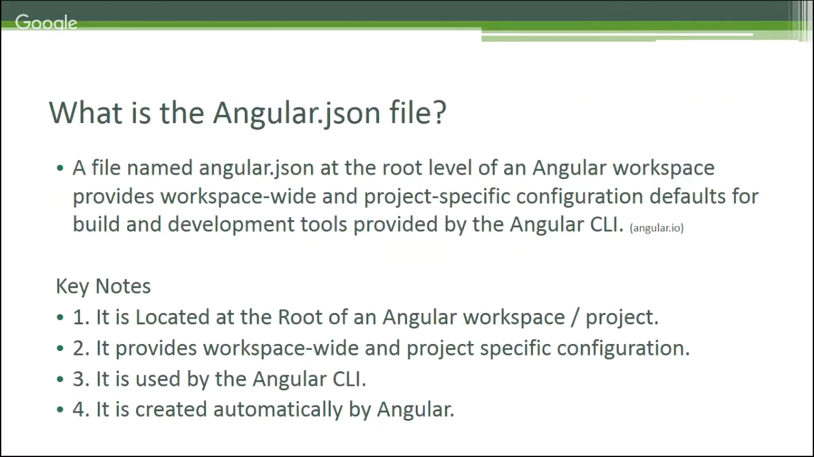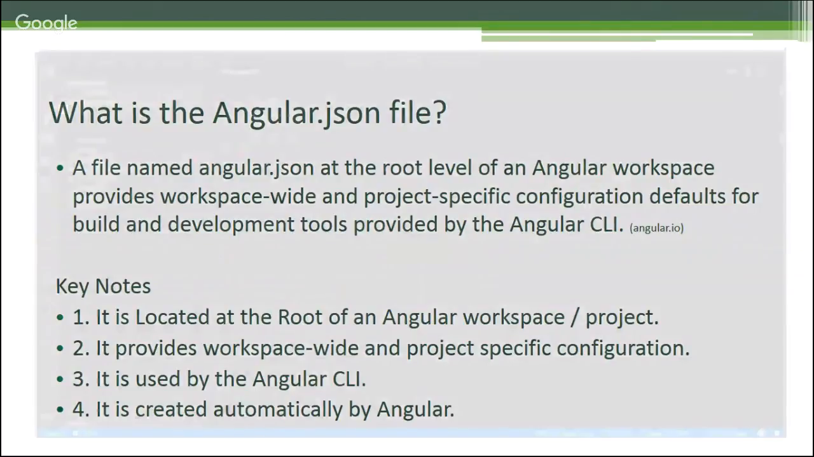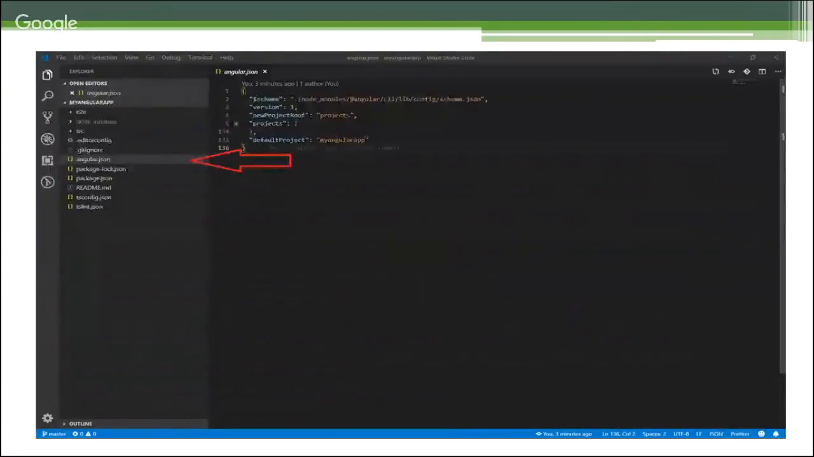Okay. So here is a typical example of a fresh project that was created with the Angular CLI. The name is My Angular App. It was created with ng new my-angular-app, right? I didn't do anything. It just created this for me. So this is the Angular.json file.